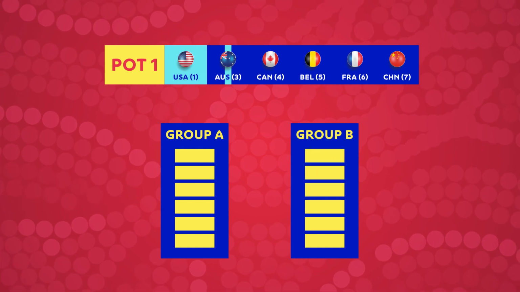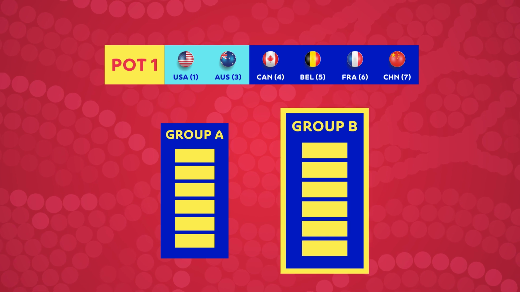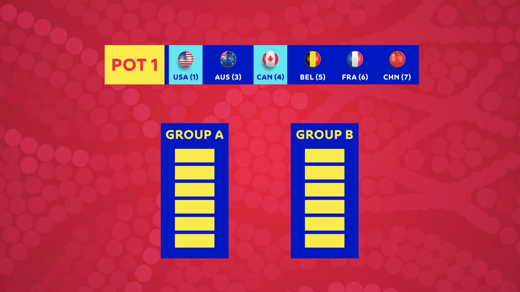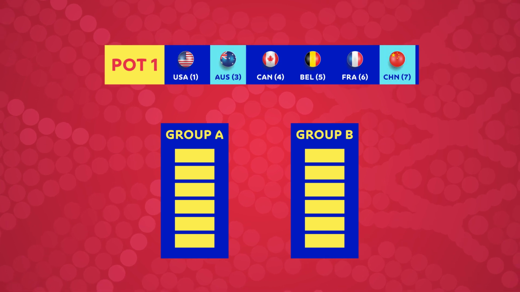Top-seeded USA and Australia must be allocated to different groups. In order to preserve geographical balance, teams from the same region in the pot cannot be drawn in the same group.